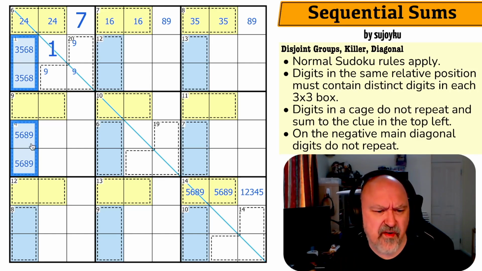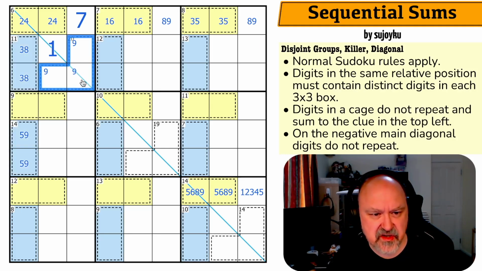Hang on, if this is 5, 9... No, if this is 6, 8, this can't be 6, 8. If this is 6, 8, this is 3, 5. This doesn't work. This isn't 6, 8. This is 5, 9, which takes 5 out of there, and 5 here goes with 6. This is 3, 8. So that was much cleaner, and I should have seen that ages ago. This is 1, 2, 3, 4, 5, 6, 9. This is just 5, 6, 9. This is 5, 9.